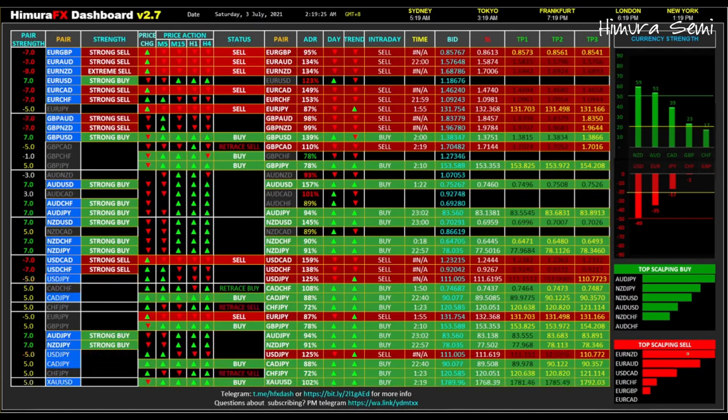Look, Euro New Zealand dollar is listed in the top scalping sell with its bar in full length. We know that currently, Euro New Zealand dollar is the most active and fast moving sell pair.